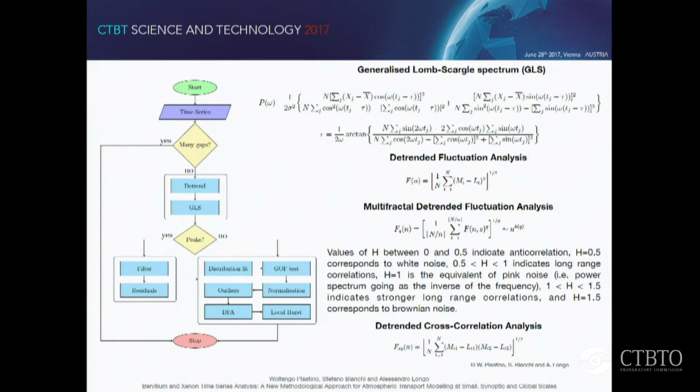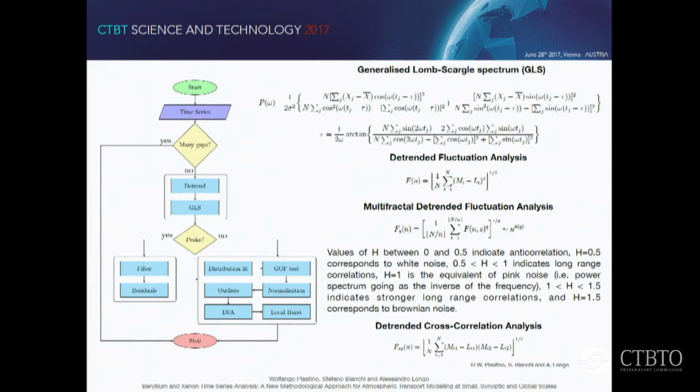This is an extension. In that case, it's possible to define this local Hurst exponent, and we can characterize the noise structure in the residual time series. If this parameter is in this range, it indicates a long-range correlation; this means white noise. If the parameter is equal to 1, it is equivalent to pink noise, and of course equal to 1.5 corresponds to Brownian noise, so red noise.